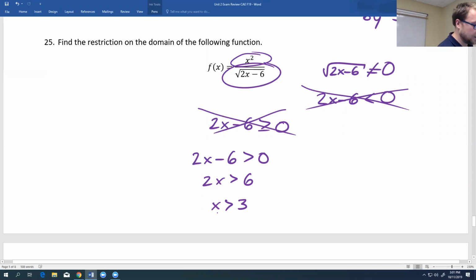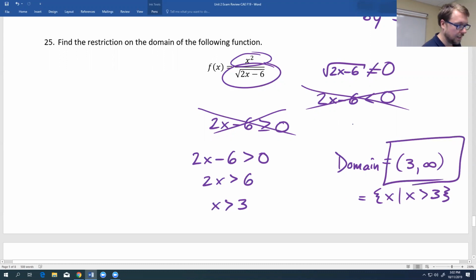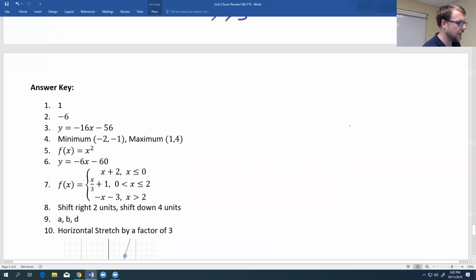So if we're writing this in interval notation, then we would say that the domain is 3 to infinity. If we were doing it in set builder notation, we would say x such that x is greater than 3. I'm not sure which one they want. Okay, they wanted this one. And that's that.